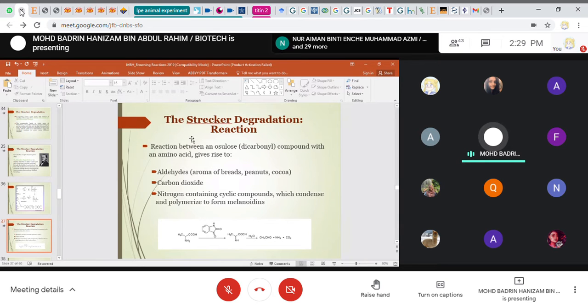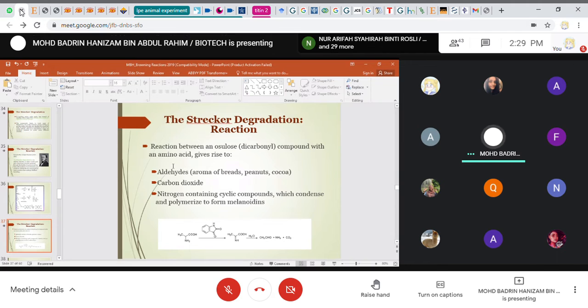The reaction between an oxidized dicarbonyl compound and an amino acid gives rise to an aldehyde. The aroma of bread can give the distinctive aroma of peanuts, cocoa. You can produce carbon dioxide and nitrogen-containing cyclic compounds which condense and polymerize to form melanoidin. So before it can produce melanoidin, there is structural degradation.